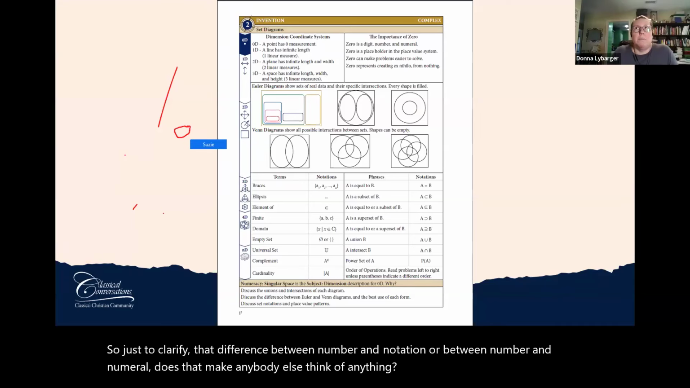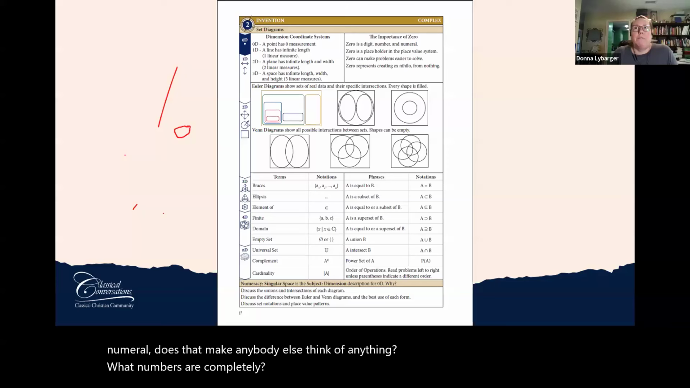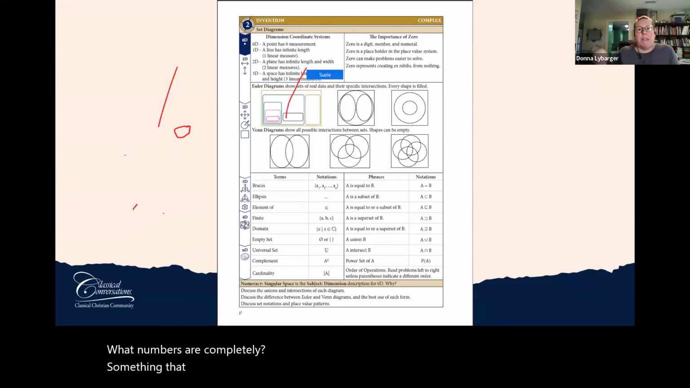Some numbers are completely abstract. We don't necessarily have a number for the actual, there's no quantity.